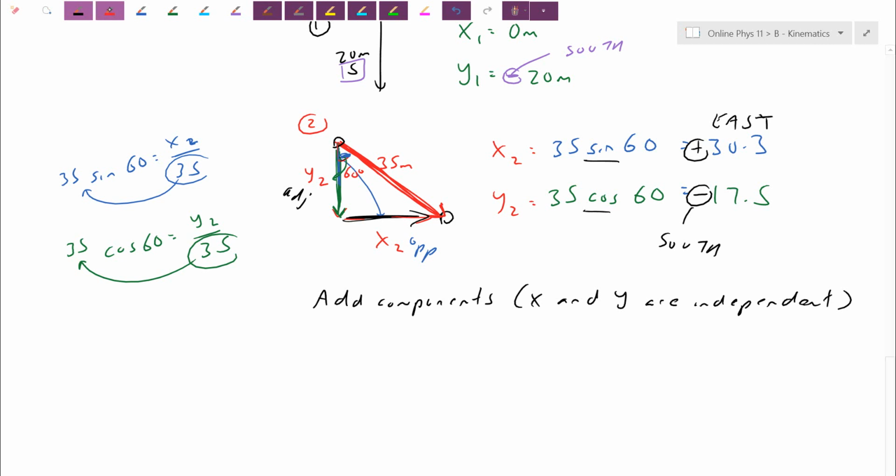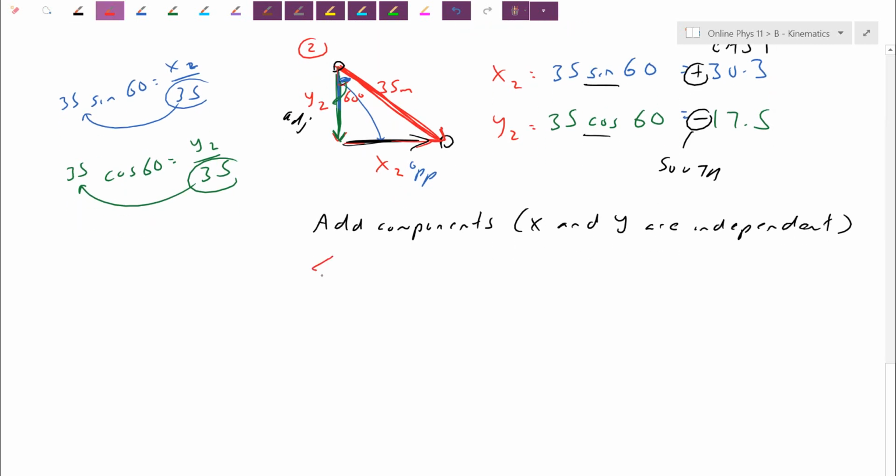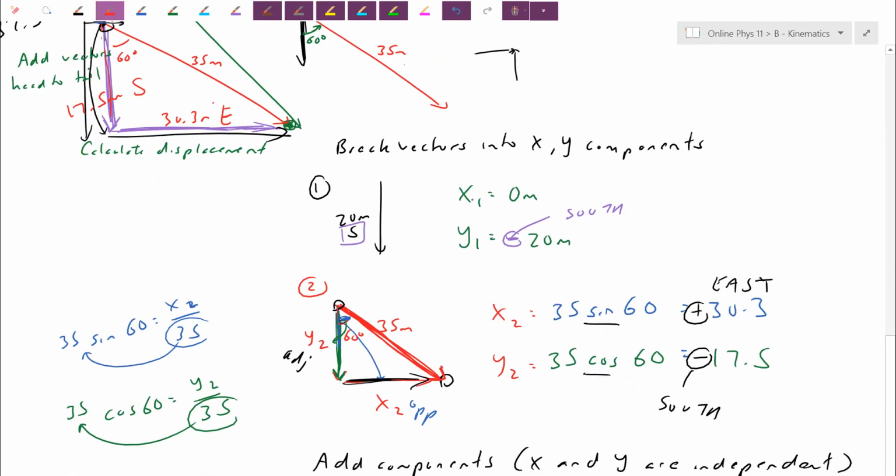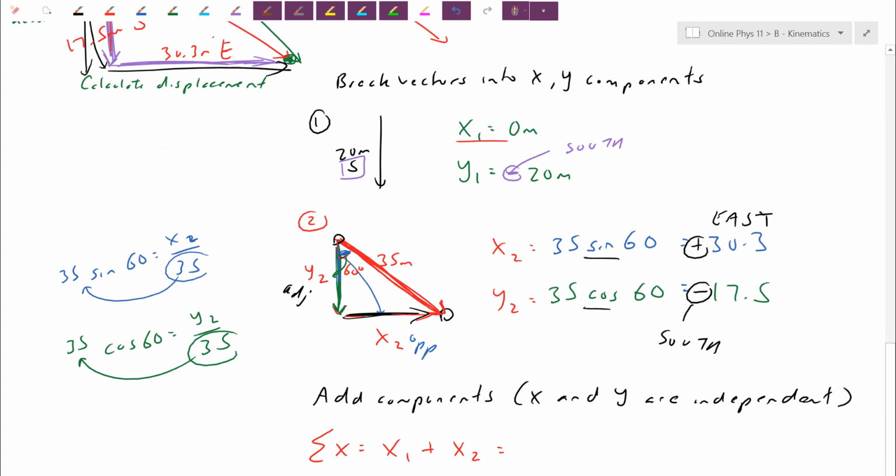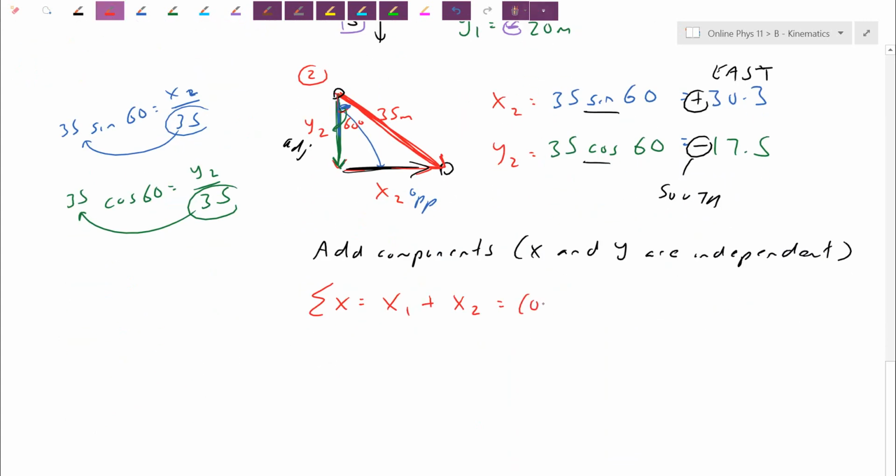So here's what I'm doing here. Let's just add up all the x's. So let's take the x1 and add the x2. Well, x1 here was 0. I'm not going left or right. I'm not going east or west in that case. It takes me 0. The second vector takes me eastward, so that's a positive, fine. Positive 30.3. So in total, you are 30.3. Again, this is positive, which means east.